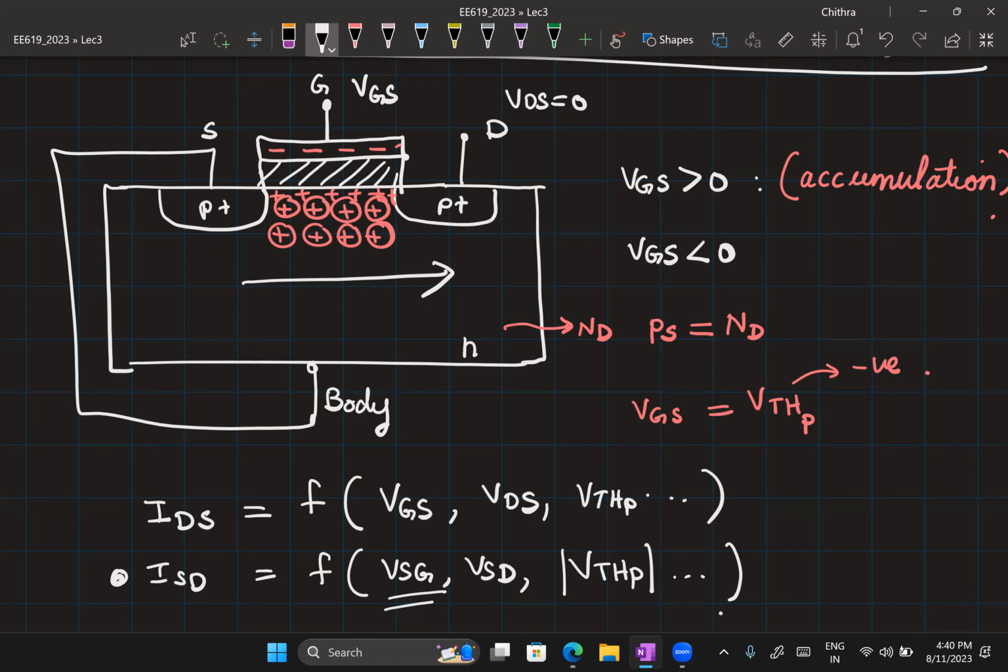Now, in an NMOS, what was the majority charge carrier? Electrons. The electrons were going from source to drain, correct? Which means the current was going from drain to source. So that meant the drain was at a higher potential. Now, in all of these devices, there is no difference between the source or the drain. Whichever is at the higher potential determines which one is source and which one is drain.